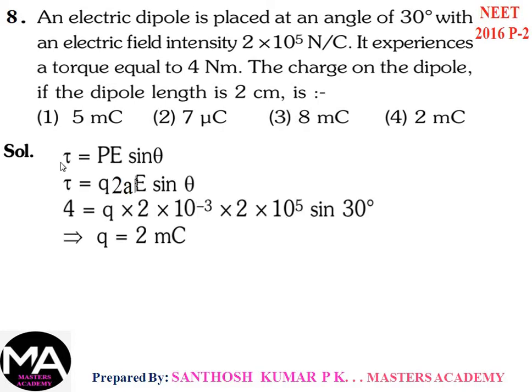So, we know that the torque experienced is given by PE sin theta. Here, P is Q into 2A. So, your total length is 2 centimeter, which is taken as 2A. So, torque is given as 4 Newton meter.